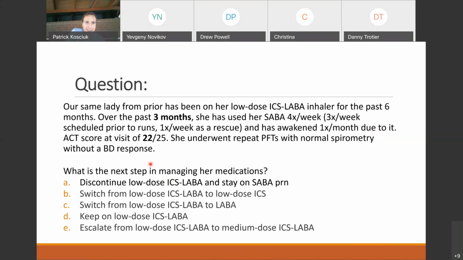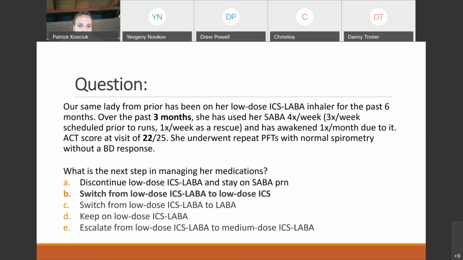All right, so the answer is B. It's to step down this patient from an ICS LABA to a low-dose ICS. And again, it's not a bad idea to keep them on the same medications, but if you can step them down, you probably should, especially now that we're trying to lower the severity of her asthma score, right? Lower the severity of what we're commenting on her asthma as. It's not safe to get rid of it altogether. I mean, you want to step down your therapies.